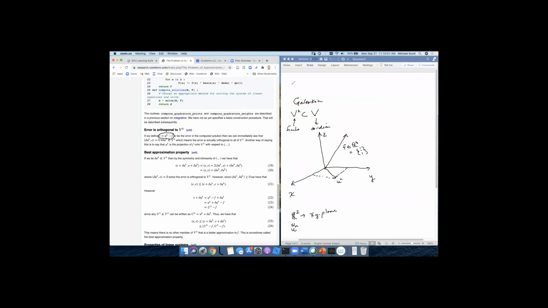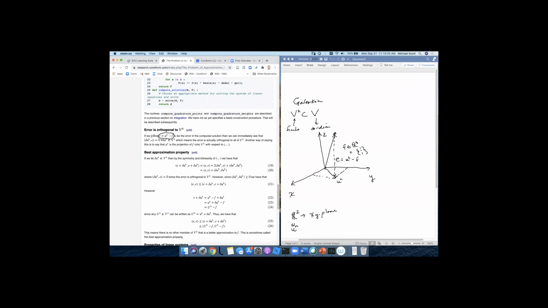Then let me redraw that arrow. This arrow here is the error. So it would point the other way. Okay, so this guy is the error. And notice that it's pointing out of the XY plane. That's what we mean by orthogonal.